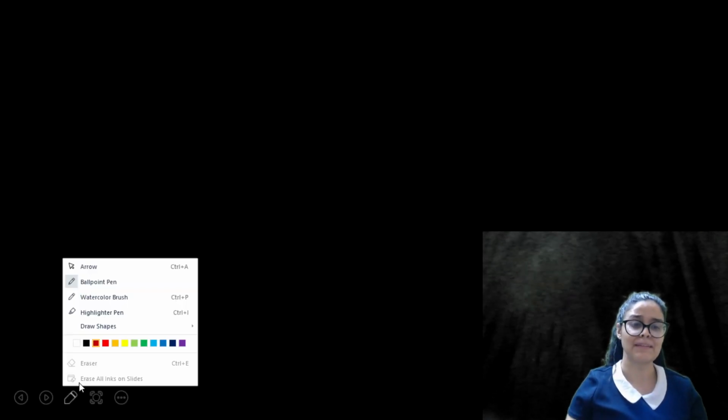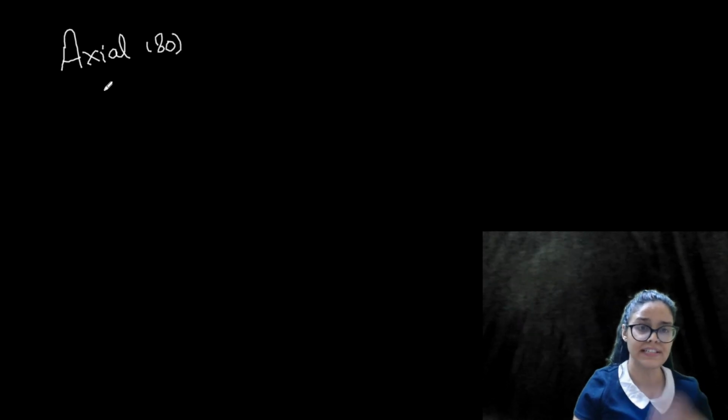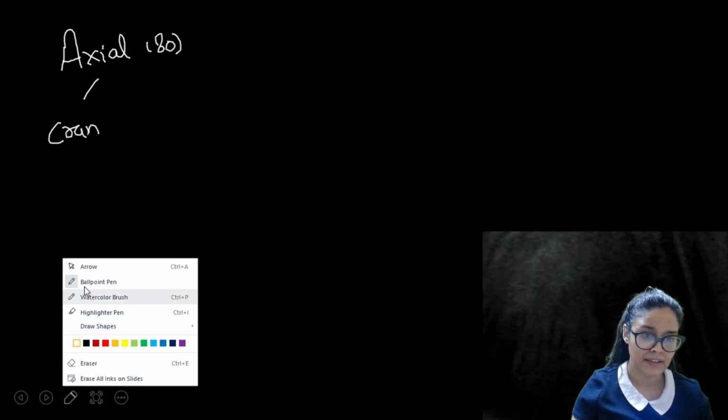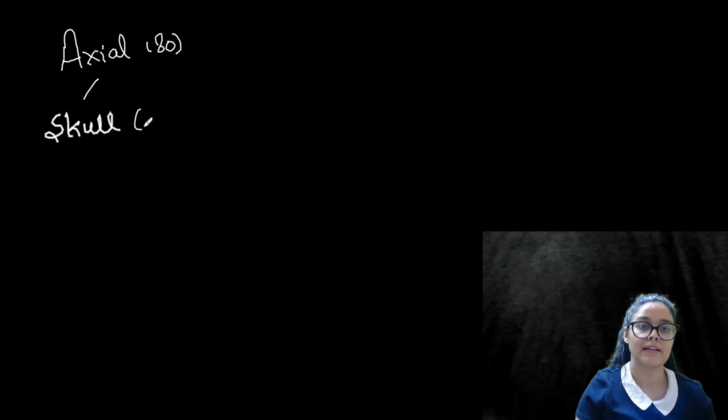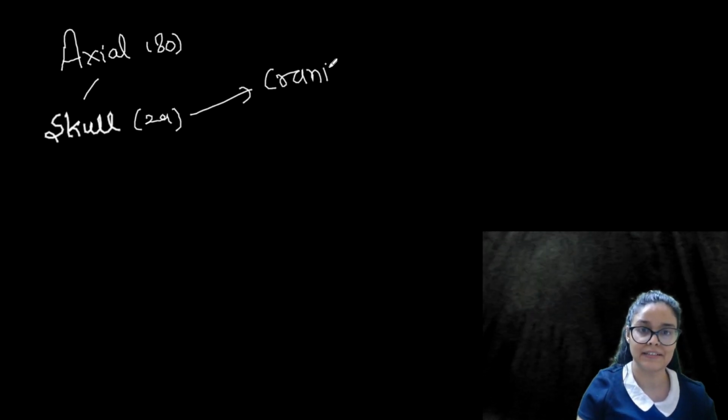So let's discuss the axial part and see all the bones, right? When we talk about the axial skeleton, there are a total of 80 bones. Out of that, it has the skull. Sorry, it has the skull. So let's start with the skull first, right? Out of the 80, the skull has 29 bones. Out of that, the cranium has 8 bones, which is the brain box.